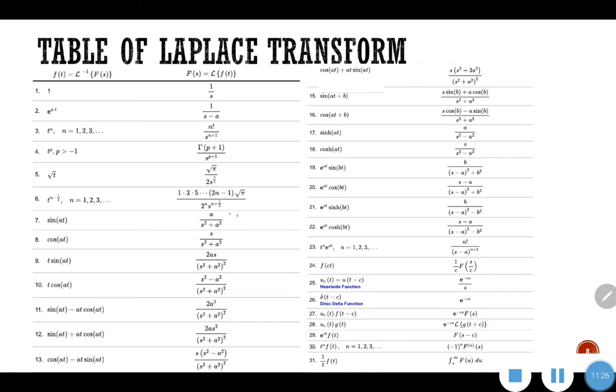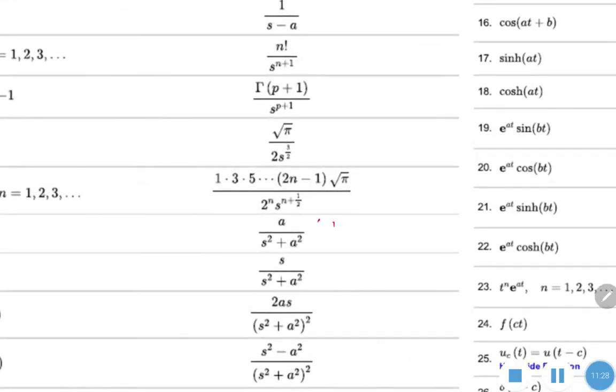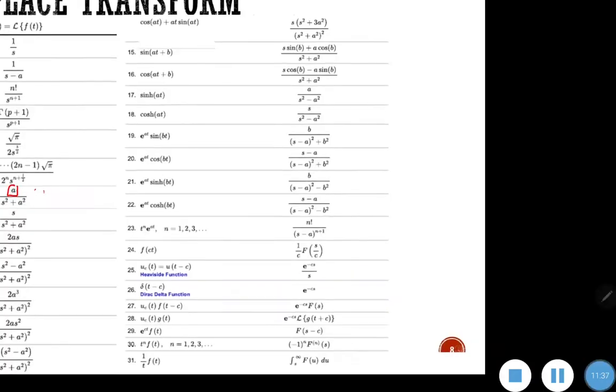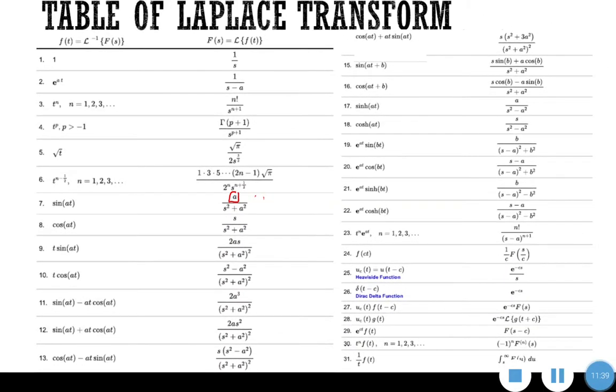Okay, number 7 and number 8. Yang mana sekarang ni, yang number 7, tak ada s, kita ada a je. A over s square plus with a square. This is for sine omega t. Yang satu lagi, kita ada s ke atas over s square plus with a square. Yang ni adalah cos omega t. So basically we are going to manipulate these two transform.